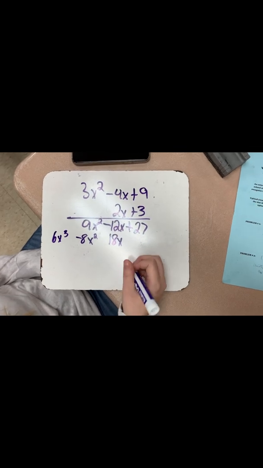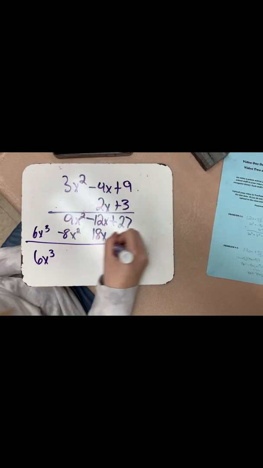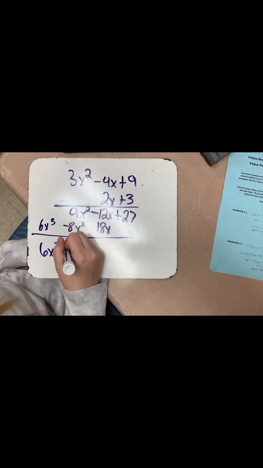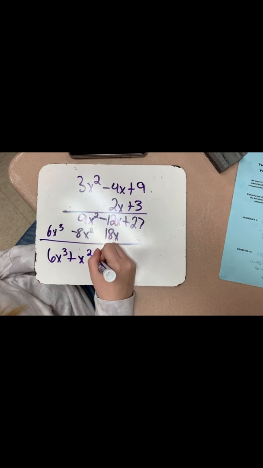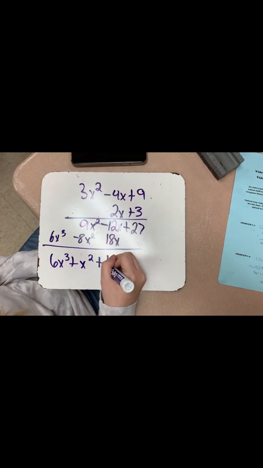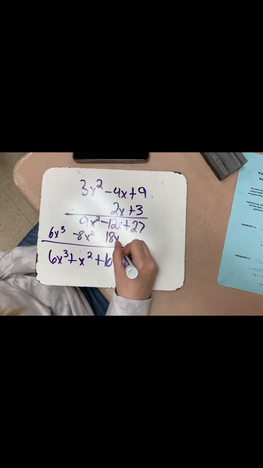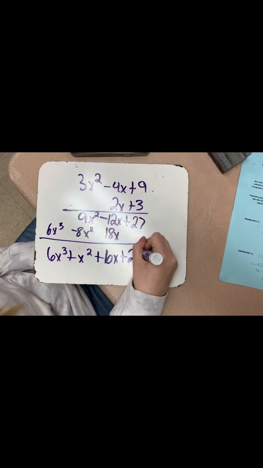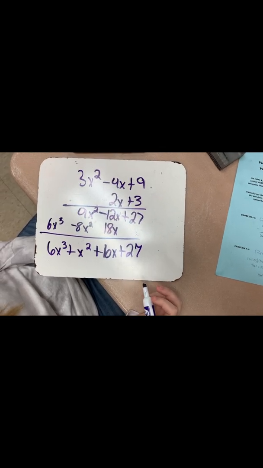You bring down 6x cubed because you can't combine it with anything. Then you combine 9x squared and negative 8x squared to get 1x squared. After that, you combine negative 12x and 18x to get 6x. Finally, you bring down 27 to get your final answer of 6x cubed plus 1x squared plus 6x plus 27.